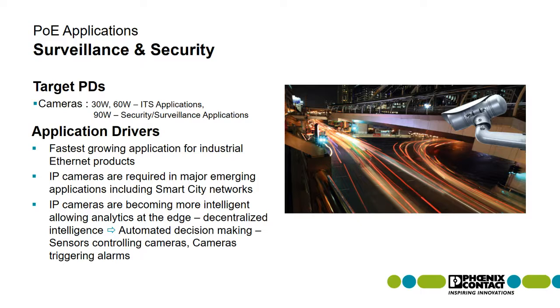IP cameras are required. This is a major part of the emerging smart city networks that we see going in around the country. And IP cameras are becoming a lot more intelligent. They're allowing a whole host of analytics at the edge of the network. We've got the decentralized intelligence leads to automated decision making. And we even have sensors. You've got sensors that are controlling the cameras and cameras that are triggering different alarms. So everything is being tied in together, and it's all riding on a backbone of Power over Ethernet.